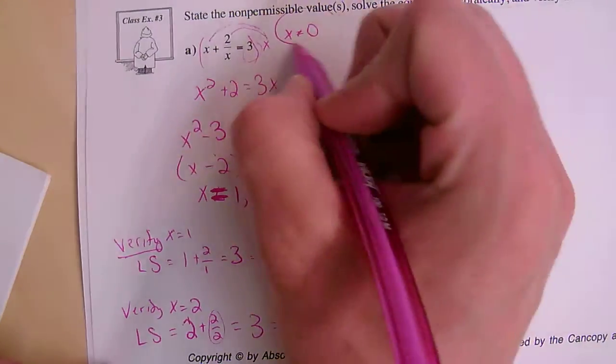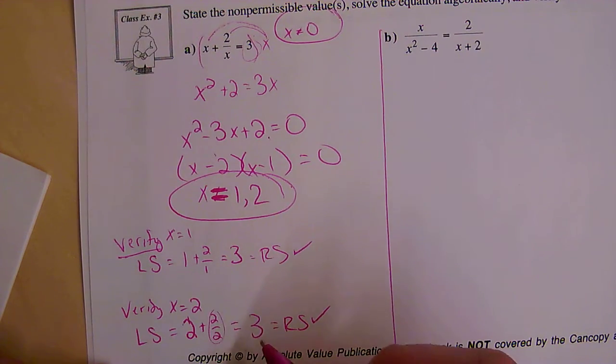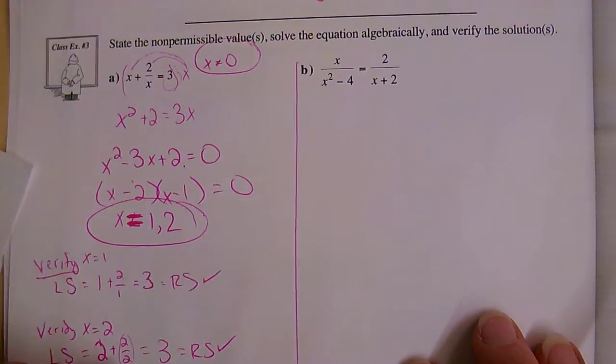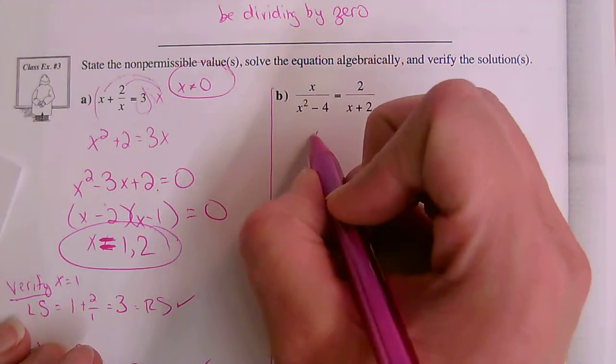So I stated my NPVs, I stated my solution, and then I verified. So my next example, same idea except for ding ding ding, difference of squares.